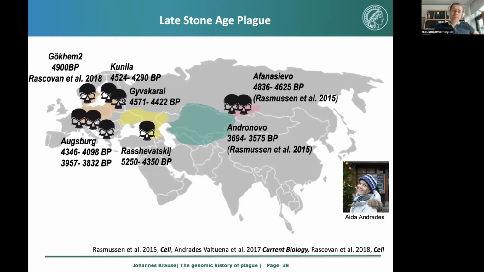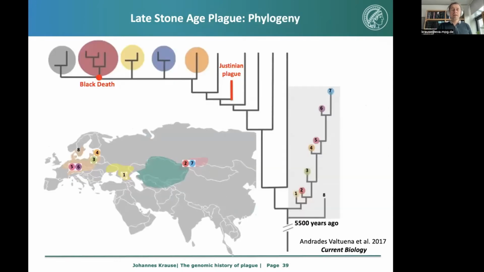So now, from multiple other labs, and largely also from our lab, we have pathogen genomes from all over the world, or all over Eurasia, I should say, from the last few thousand years, from prehistory. That's really exciting. It's a really different type of plague though. If you put it in the phylogenetic tree, it actually falls outside of the genetic diversity we have in plague today.